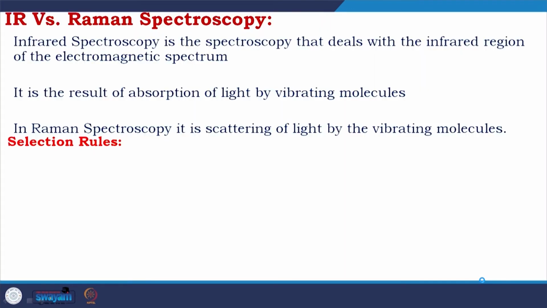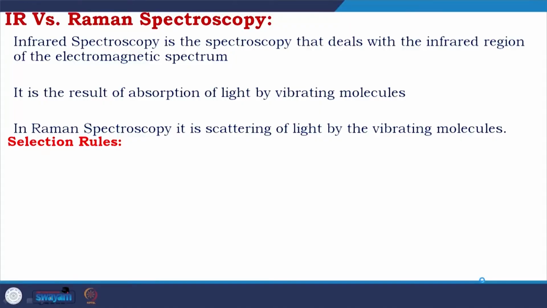Infrared spectroscopy is the spectroscopy that deals with the infrared region of the electromagnetic spectrum. As I told, both IR and Raman operate on the vibrational level, so comparison is extremely important. IR is a result of absorption of light by vibrating molecules. In Raman spectroscopy, it is scattering of light by the vibrating molecules. We compare them because both come as an outcome of the effect of the vibration of the molecules.